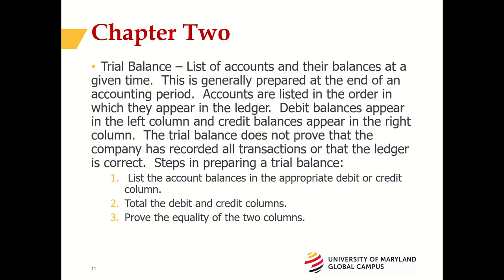A trial balance is a list of the accounts and the balances at a specific time. This is generally prepared at the end of an accounting period, like December 31st or June 30th. Accounts are listed in the order in which they appear in the ledger. Debit balances appear in the left column and credit balances appear in the right column. The trial balance does not prove the company has recorded all its transactions or that the ledger is correct.